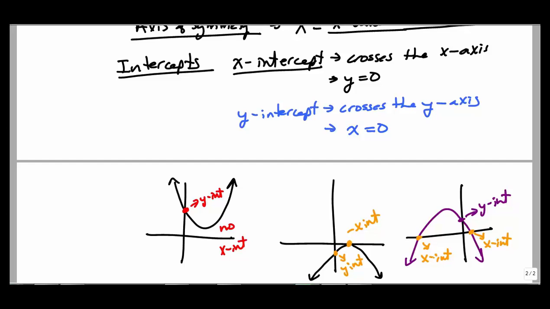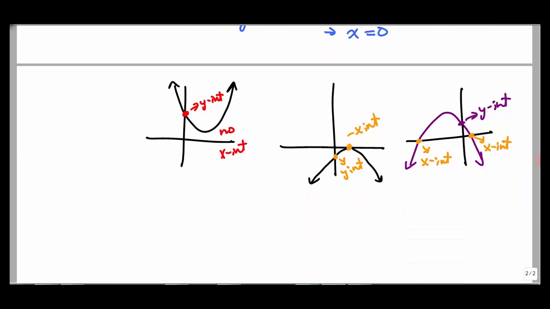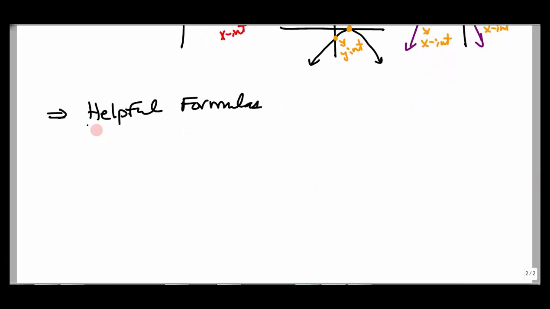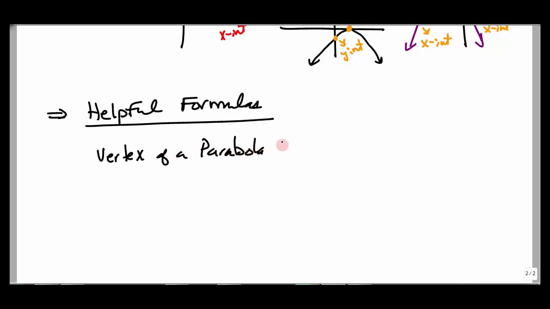Now there's going to be a lot of different ways we do this, and one of the ways that we're going to do this is by using a couple of formulas. So these are helpful formulas. When we talk about these helpful formulas, the first one is the vertex of a parabola. And I'm going to show you how to do these on your calculator as well. The x value for the vertex of a parabola is equal to minus b over 2a. And then for the y value, I would just plug in the x value to find that.